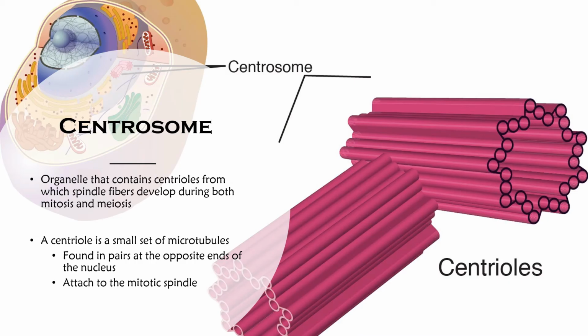The centrosome is an organelle that contains the centrioles from which those spindle fibers develop during mitosis and meiosis. A centriole, in essence, is just a small set of microtubules that attach to the mitotic spindle. And these centrioles are generally found in pairs at opposite ends of the nucleus.